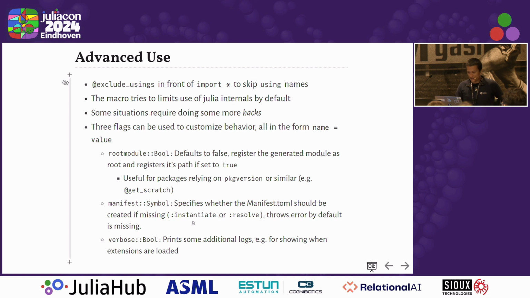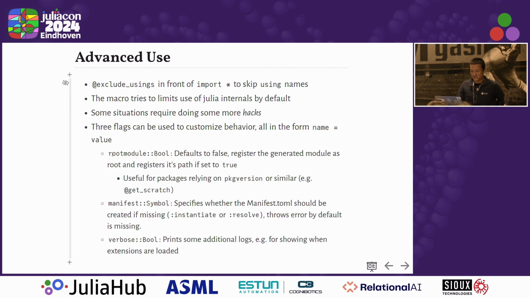Some very small advanced details. There is a way to avoid getting using statements from the import asterisk, because sometimes you have name clashes. I try as much as possible to limit the internals that I use and the assumptions on the internals that I know about Pluto, because this can be problematic, but it still needs to use some internals to do what it does with as much ease of use as possible for the user. And there are some situations which are set off by default, but they can be changed if needed.